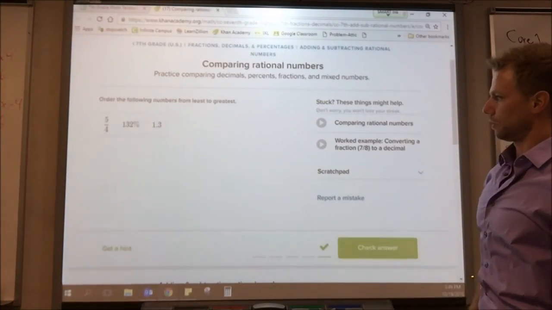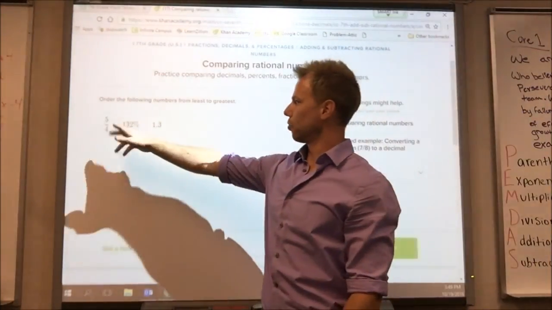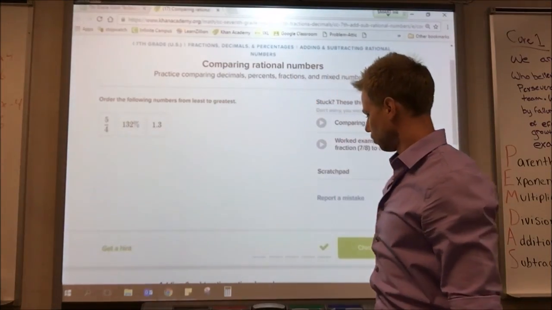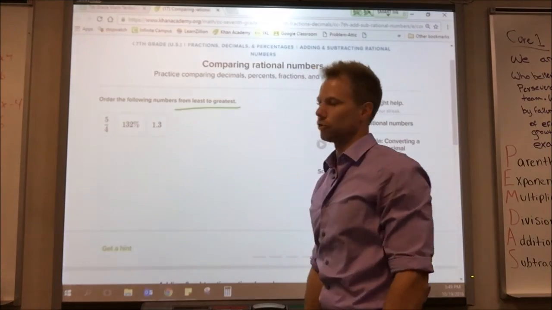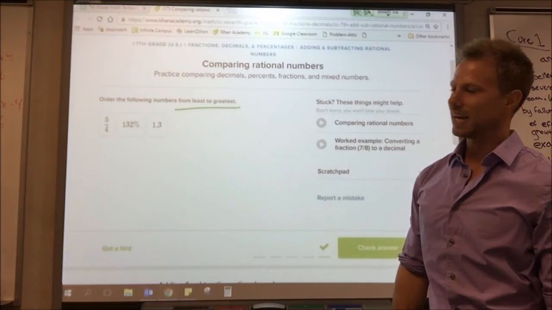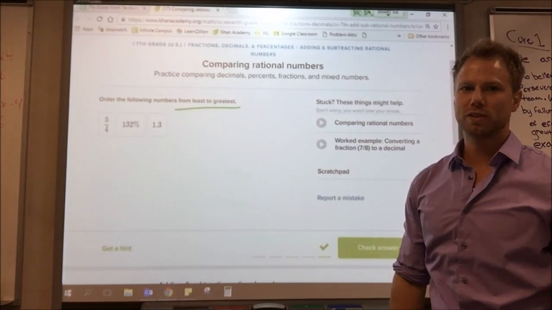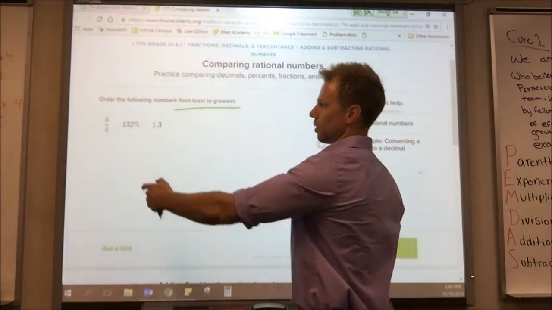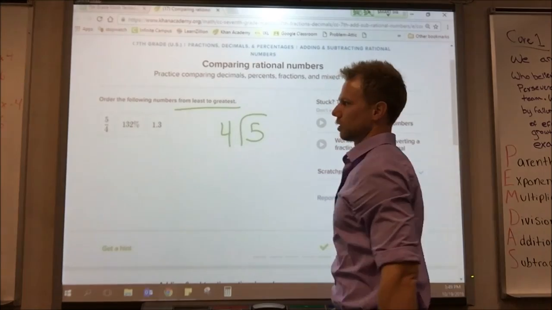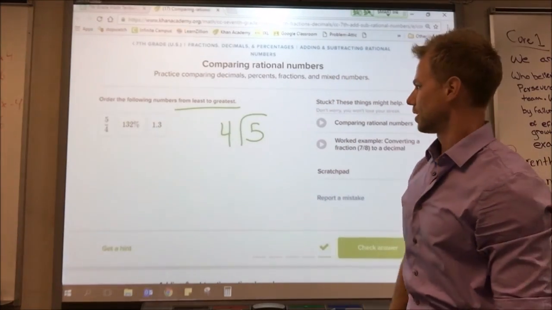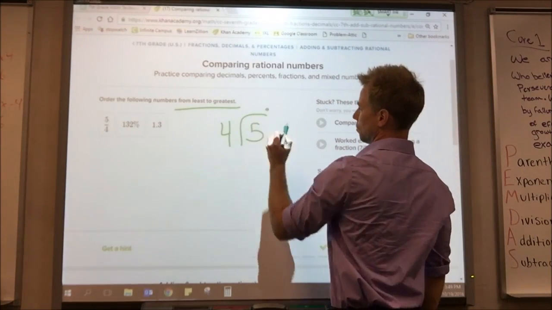All right, let's try another one. We have 5/4, 132%, and 1.3. We need to order them from least to greatest. So again, I think the easiest way to do this is put them in decimal form. So I'm going to do top number divided by the bottom number to convert 5/4 into a decimal. Put my decimal in place.